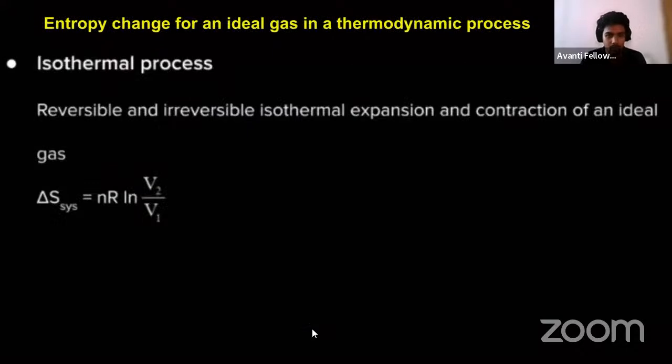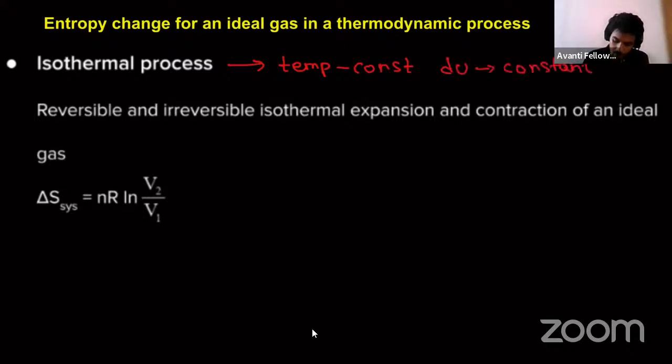So in an isothermal process, for a reversible or irreversible isothermal expansion and contraction for an ideal gas, how to express entropy? First, we'll be seeing an irreversible process, let's say. Now, delta S system is equal to nR ln V2 by V1. What is constant in an isothermal process? You know that in an isothermal process, temperature is constant, right? If temperature is constant, the internal energy of the molecule is constant. That is, dU is constant.